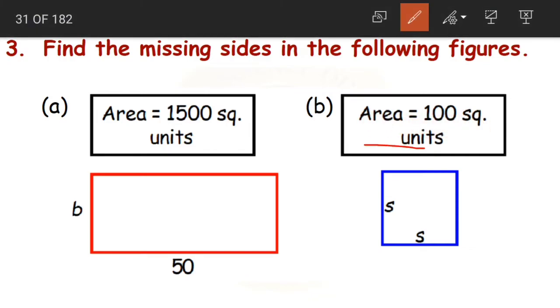Now coming to question B, area is equal to 100 square units. What is the area, children? Area is 100 square units. And what is the figure? The figure given is a square. Area is 100 square units and the figure given is a square.